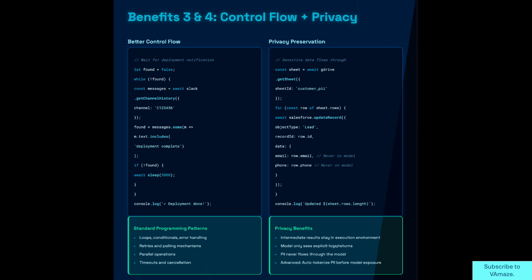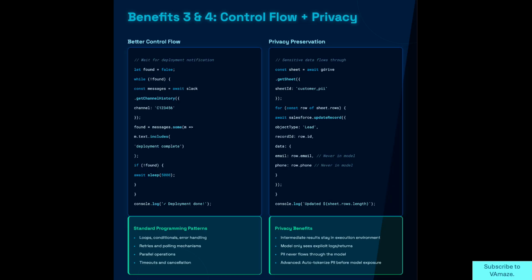Now, on the privacy side, code execution provides powerful guarantees. By default, intermediate results stay in the execution environment. The agent only sees what you explicitly log or return. If sensitive data flows through your workflow but never gets logged, it never enters the model's context.